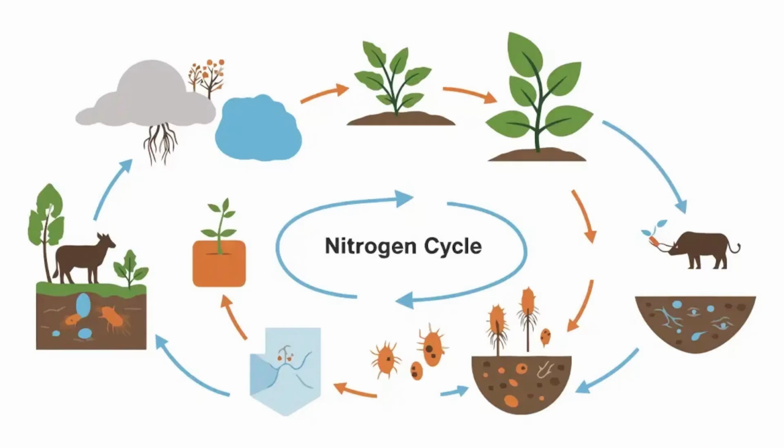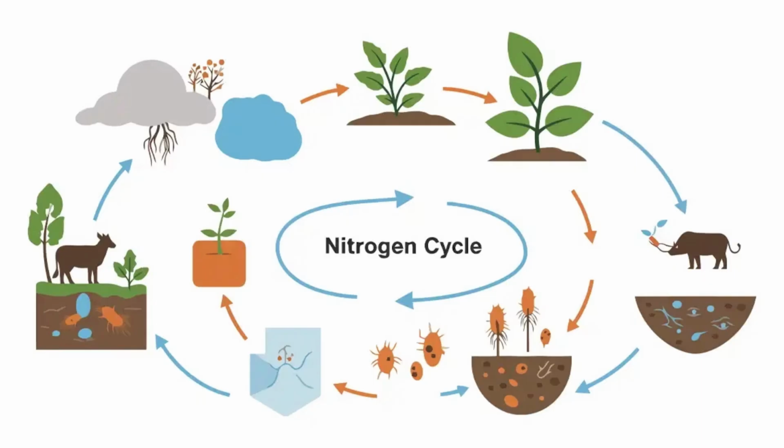Finally, when plants and animals die, or when animals produce waste, the nitrogen goes back into the soil. Some of it is changed by bacteria into nitrogen gas again, which goes back up into the atmosphere. So if you follow the arrows in the image, you notice something important. The nitrogen keeps moving in a circle, from the air to the soil, to plants, to animals, and back to the air again.